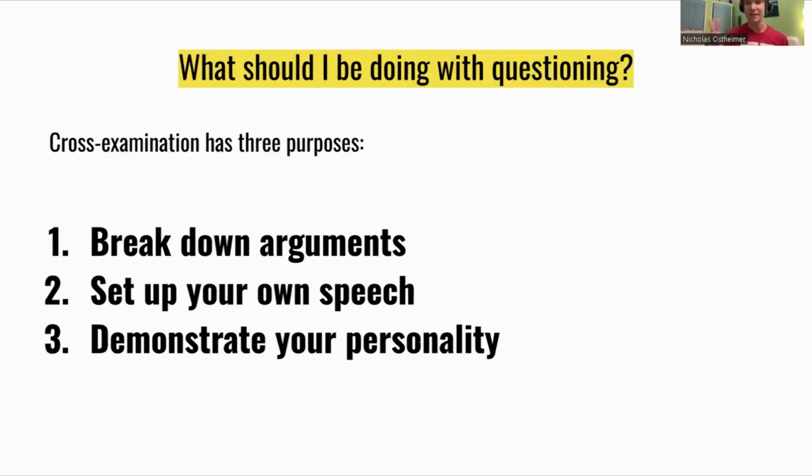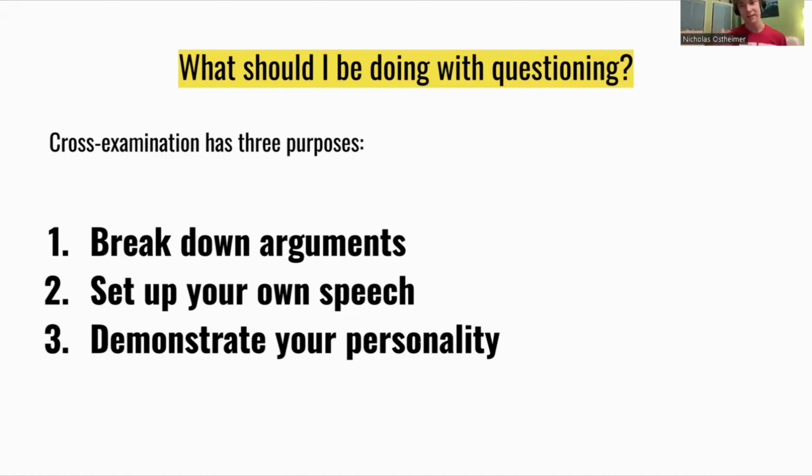Second, you want to be setting up your own speech. If you can get out concessions from your opponent about the nature of their argument or about their evidence, you can set up your own speech. You can say, Senator Ostheimer admitted to me in cross-examination that blank. This makes sense when we consider blank. And you can set yourself up for a home run of an argument in the long run.